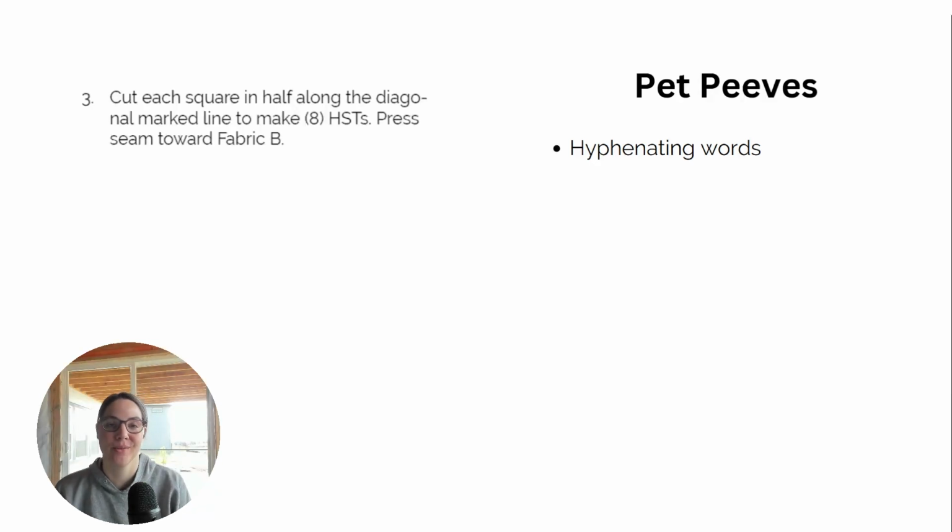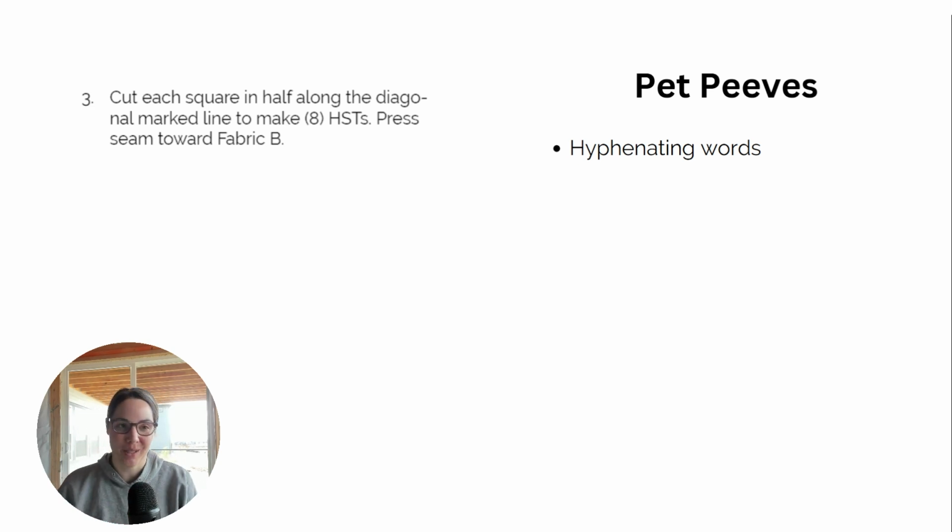And there are some things that I've picked up on over the years that really bother me because I think it interferes with the ability of your reader to fully digest the pattern and enjoy it. And that's not a good thing. So the first one is hyphenating words. This is probably the thing that irks me the most.